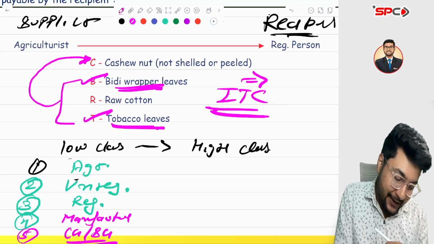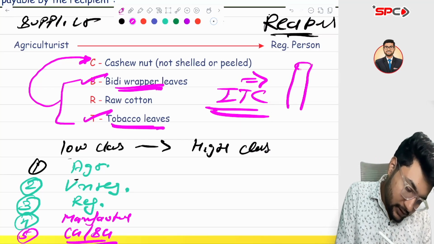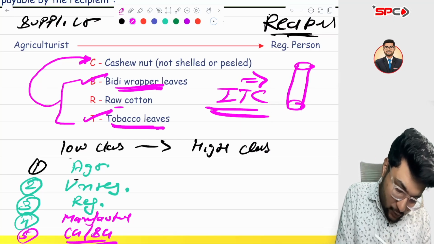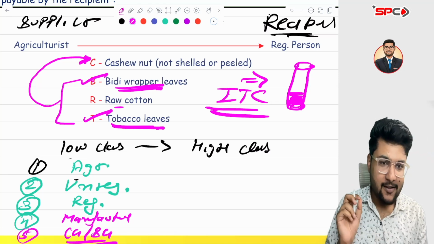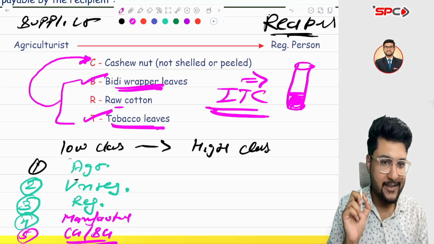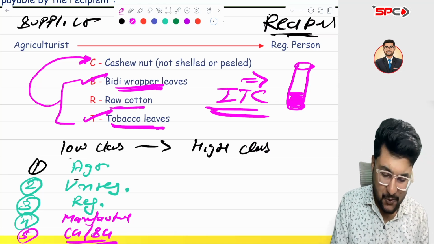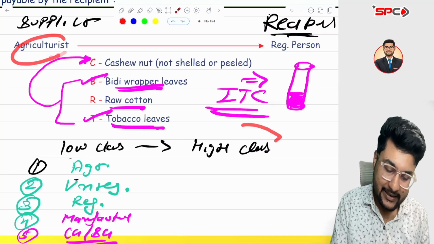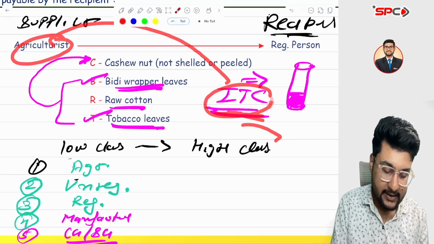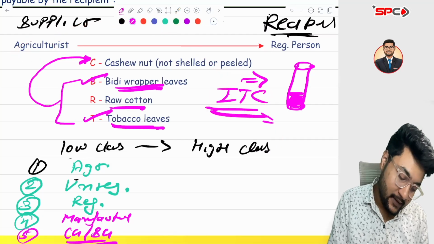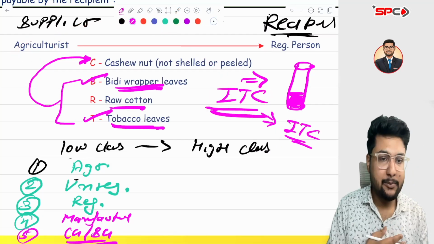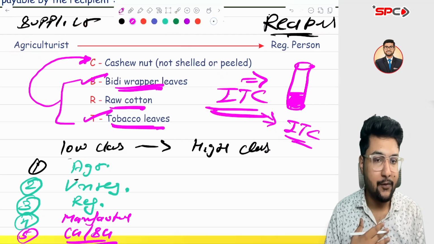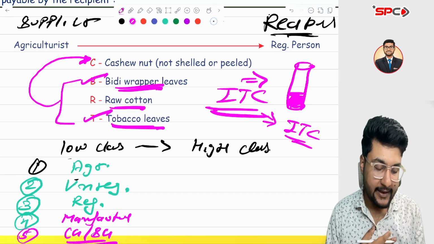And at the end of a cigarette, there is raw cotton in it. If you have seen a cigarette, there is raw cotton in it. So in this way you can remember: as a registered agriculturist, if you are supplying to ITC, then Raja, ITC company will deposit the tax on your behalf.